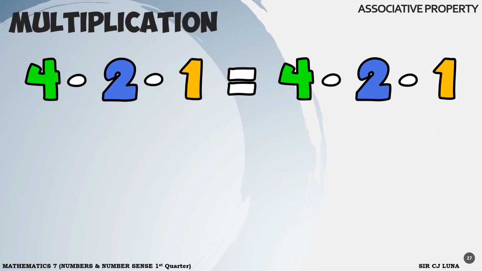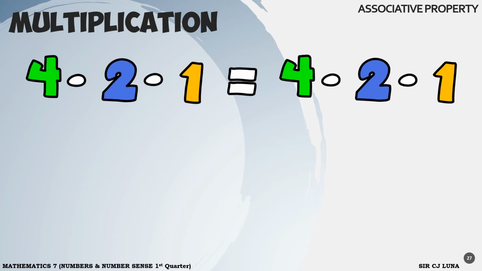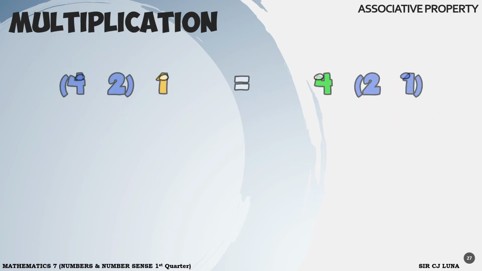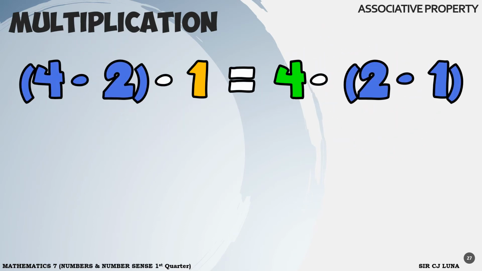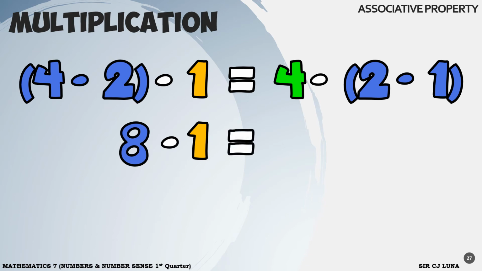How about the associative property of multiplication? For this, we have the integers 4, 2, and 1. And we will have these groups. We have quantity 4 times 2 times 1 is equal to 4 times the quantity 2 times 1. What is 4 times 2? 8. Therefore, we have 8 times 1. 2 times 1 is 2. So we have 4 times 2.